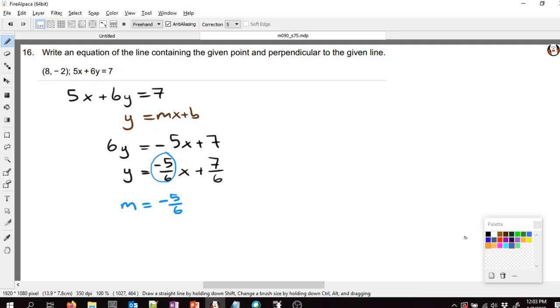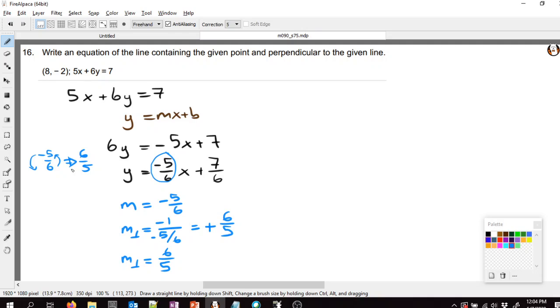And we want to find its negative reciprocal. That's -1 divided by -5/6, which is negative times a negative. Negative times a negative is positive, and we flip that fraction so that we get 6/5. The slope that we want is 6/5, the negative reciprocal. We take 5/6, we write the reciprocal, 6/5, and we change the sign.